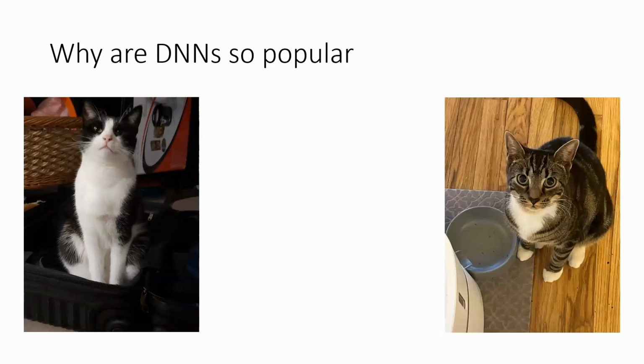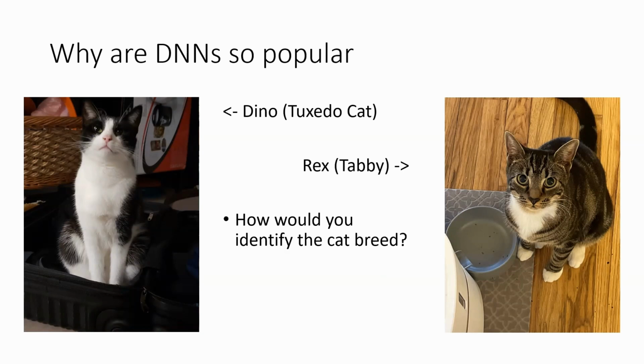And this is Rex. Rex is pretty hungry all the time. Dino is a tuxedo cat, and Rex is a tabby. Now, if I give you a 5-year-old that has no idea what cats are, never seen cats in their life, and I tell you to teach them, how do you identify the cat breed?